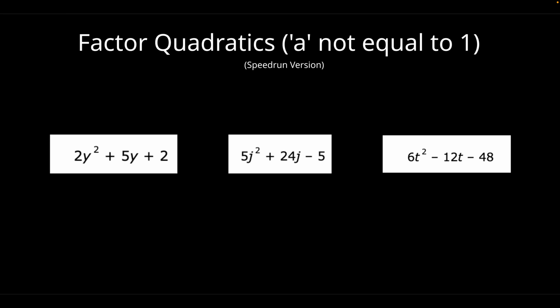Today we're going to be talking about how to factor quadratics where the leading coefficient, the a, is not equal to 1, similar to the problems that you see up on the screen here. Just a reminder, this is the speedrun version where we go through it pretty quickly. If you want the normal version, I'll link that in the description below.